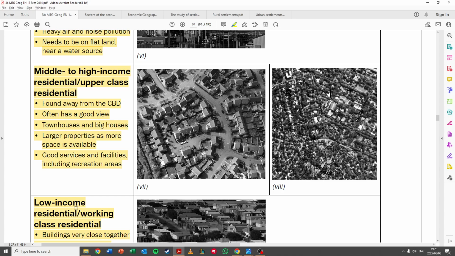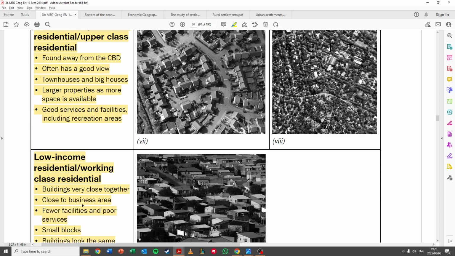They tend to have a good view. There's a lot of townhouses and big houses, larger properties as more space is available, so the houses aren't so condensed, and there tends to be good service and facilities, including recreational areas.